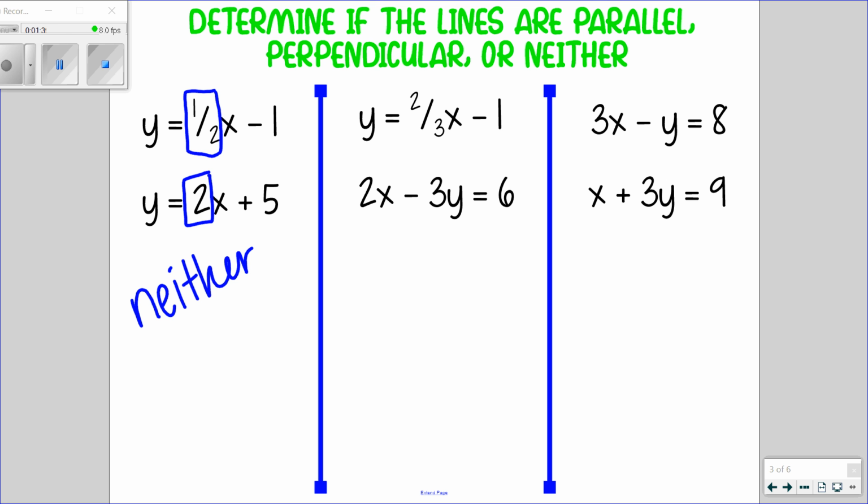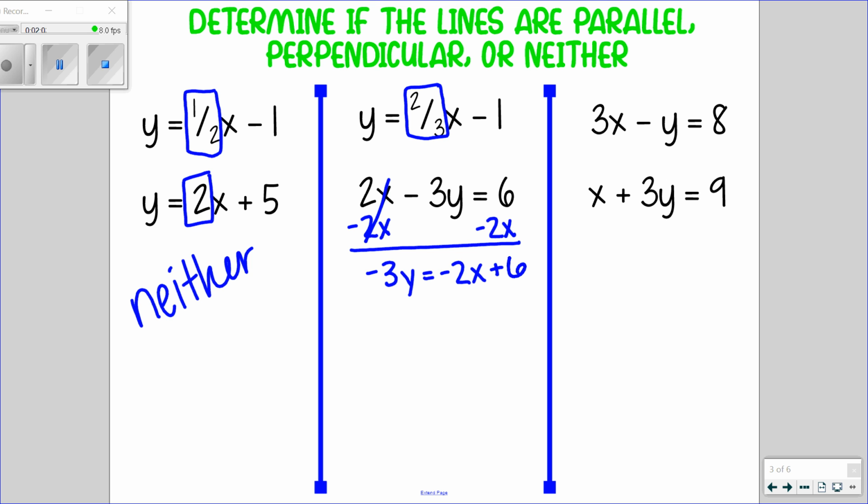Let's look at example 2. First one, we have a slope of 2/3. And let's see what the second one is. Now, it's not in slope-intercept form yet. So let's go ahead and solve for y and put this in slope-intercept form. So we'll go ahead and subtract our 2x on both sides. We get negative 3y is equal to negative 2x plus 6.